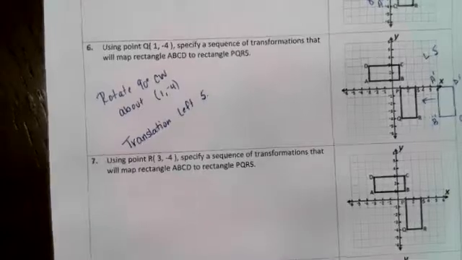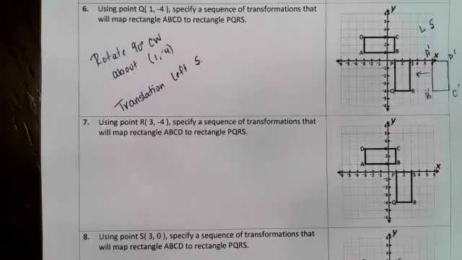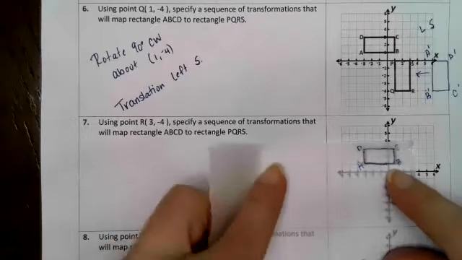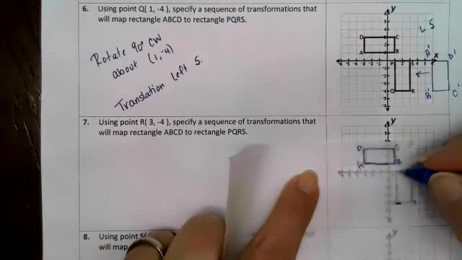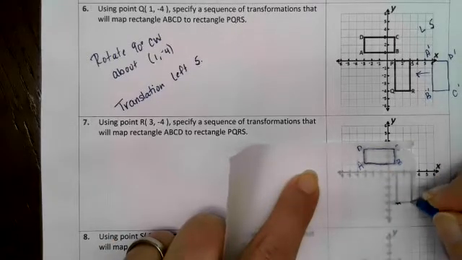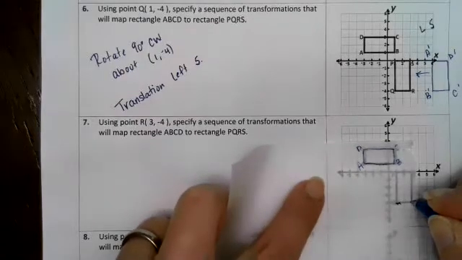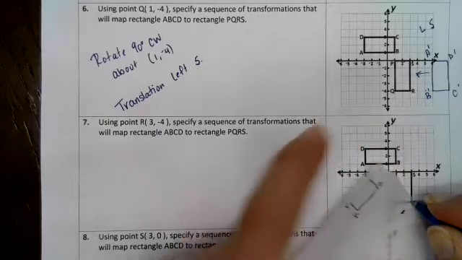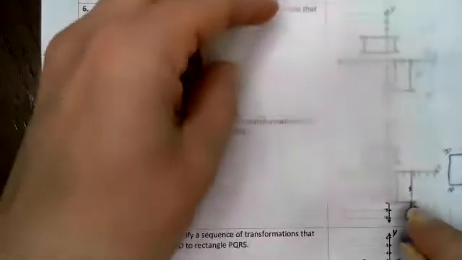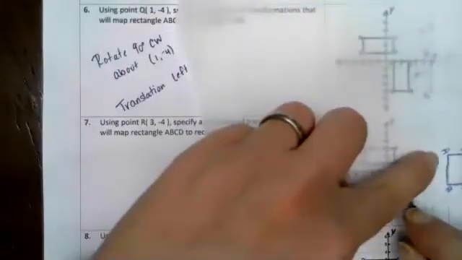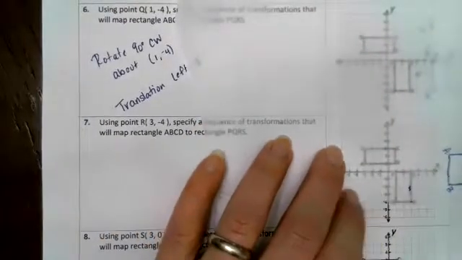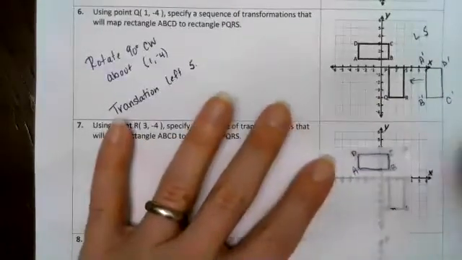All right, let's look at 7. See how we do with this one. So I have the same image, A, B, C, D, and I want to use the point 3, -4 for my center of rotation. So again, I want my A to match up with my P. So my A needs to end up to be the top left. So if I go clockwise again, A will be on top left, and then B, and then C, and then D. Let me make sure I got this right.